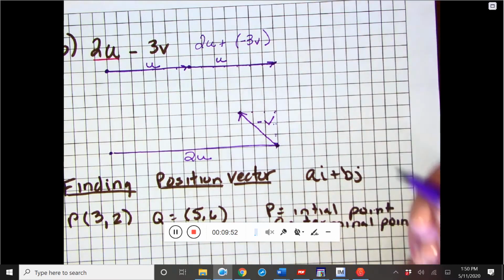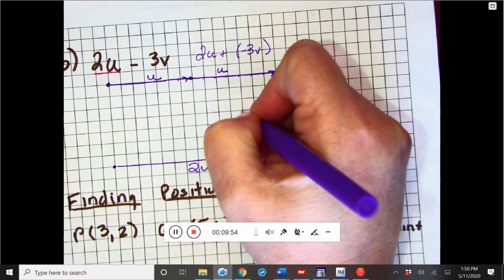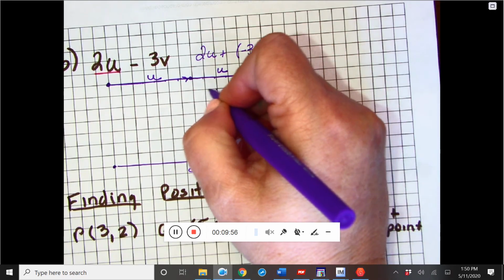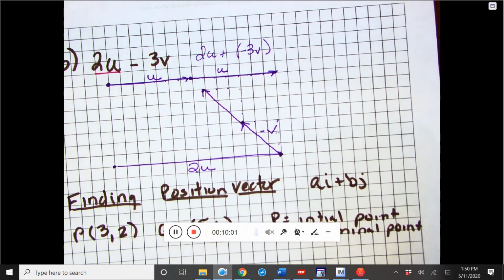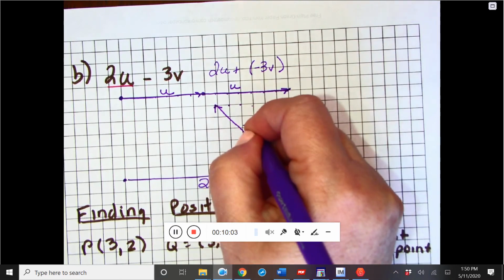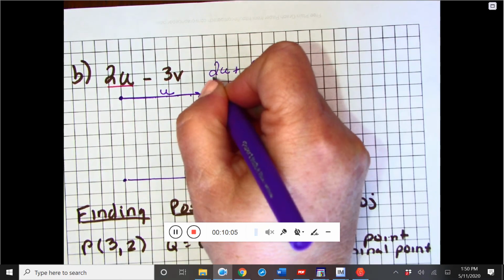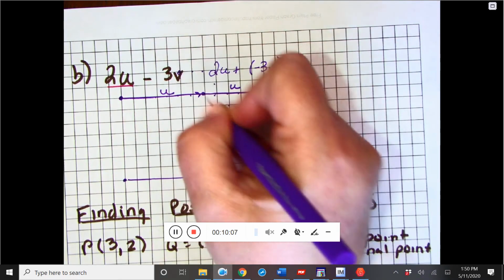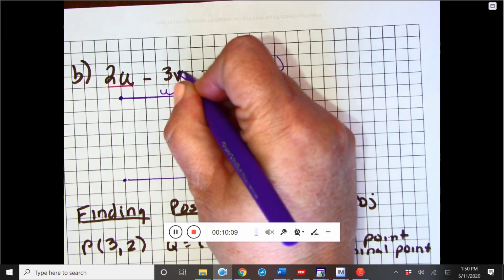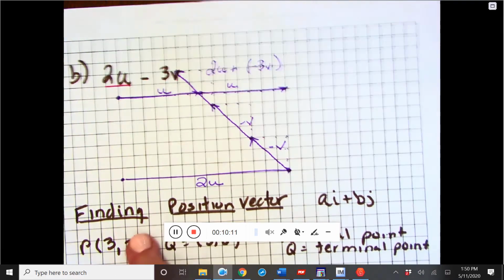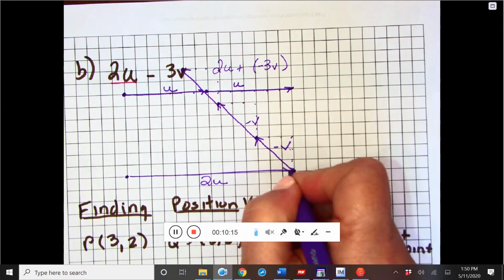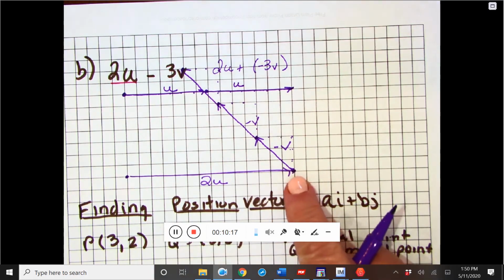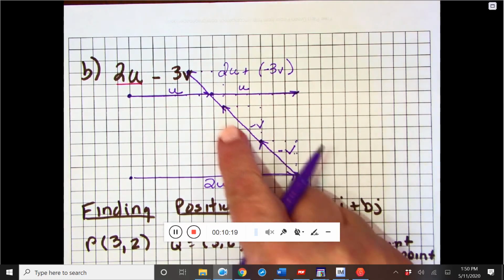I'm still going to run out of room. 1, 2, 3, 1, 2, 3. There's 2 of them. And I have to do 3 of them. So 1, 2, 3, 1, 2, 3. So there's a negative 1. So there's 2u going in the horizontal direction to the right. And then I add 3 negative v's.